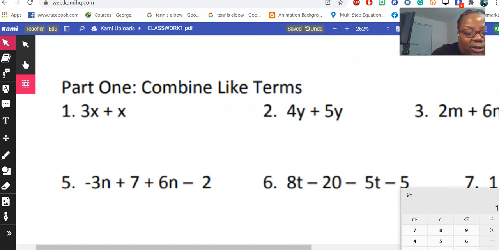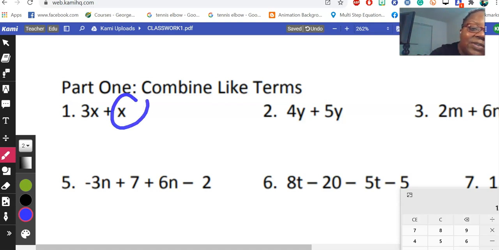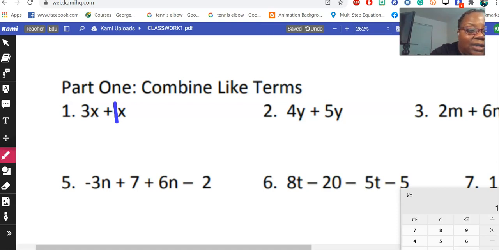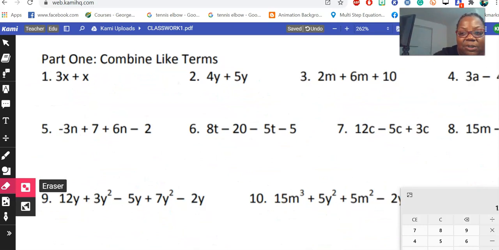Let's take a look at number 1. The reason why number 1 is important is I want to make sure that everyone realizes that when you see a letter by itself, it really has an invisible 1 in front of it. So make that invisible 1 show up. This now reads 3x plus 1x. All right, let's add them together. 3x plus 1x is going to give us 4x. Nothing else you can do with that. You're done. Okay, let's try one that's below.